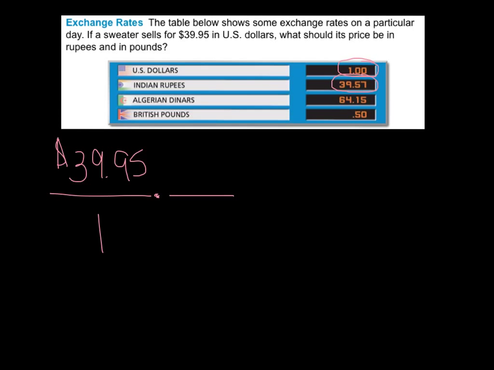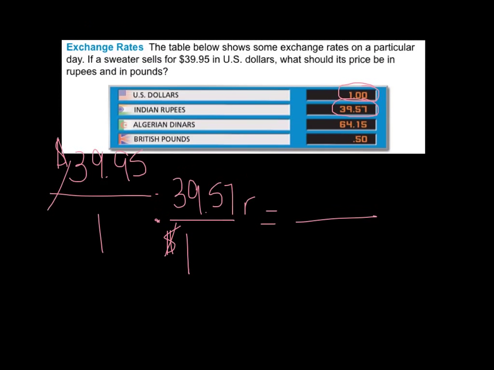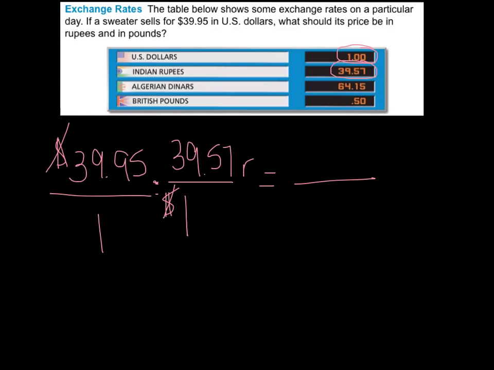Now where is the dollar going to go? I want the dollars to cancel. So if it's in my numerator here, it's got to be in my denominator. So I'm going to put $1 here, and then 39.57. I'm going to use R for rupees. My dollars cancel, and I'm left with 1,580 rupees.